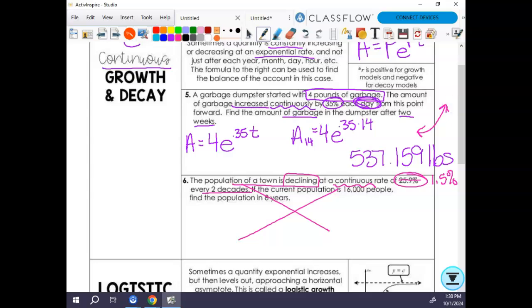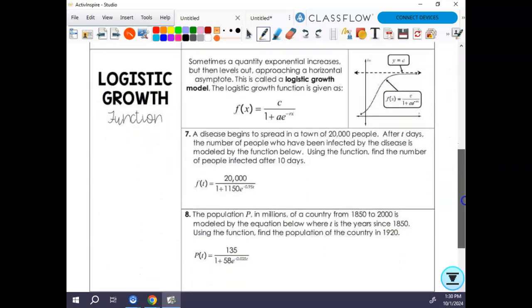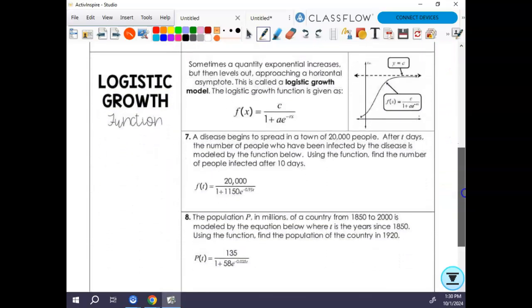Is there actually going to be an infinite amount of trash in that dumpster? No. Some things, even though it makes sense, up at the infinities on the graph, don't make a whole lot of sense. When you're really applying this, if you go into business, logistics is a big part of it, because even if your sales are increasing exponentially, they're not going to go to infinity. A logistic function still uses exponential stuff, and you're given this.